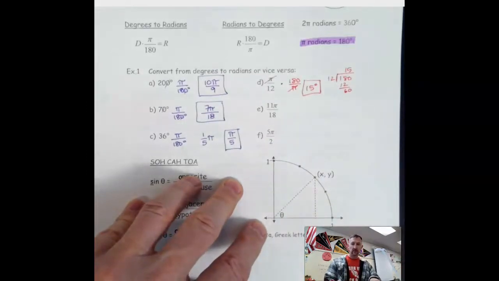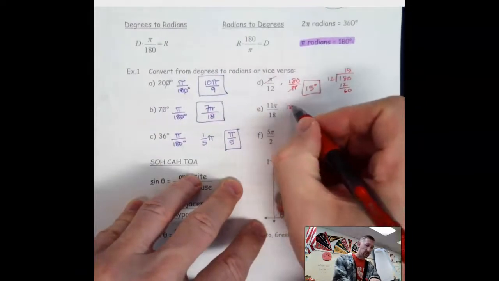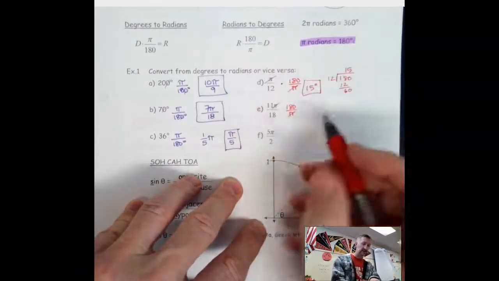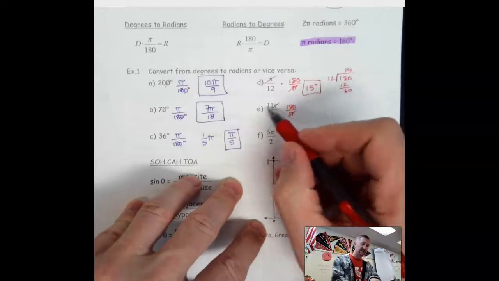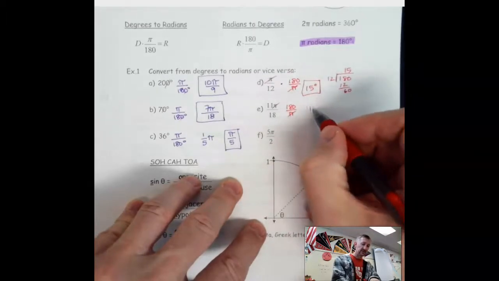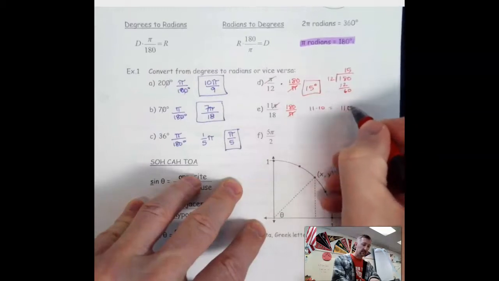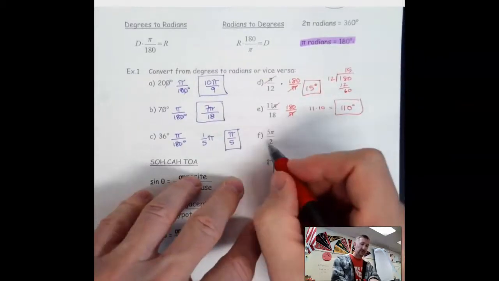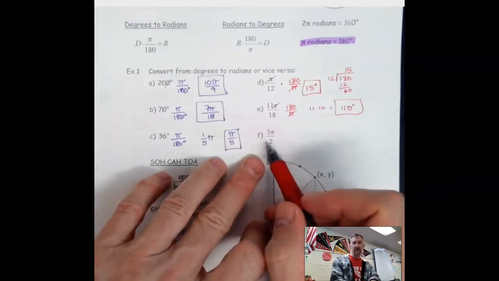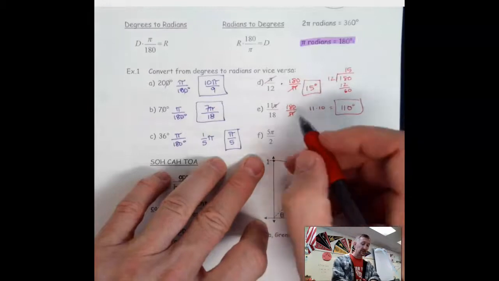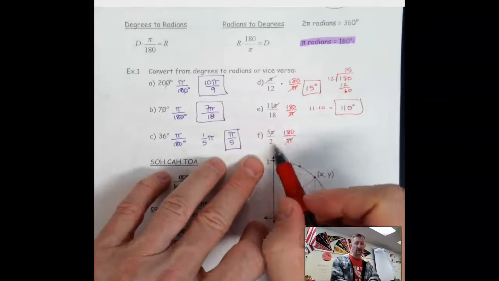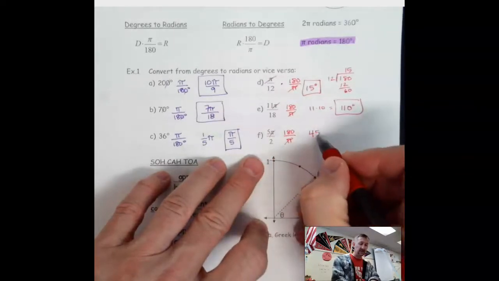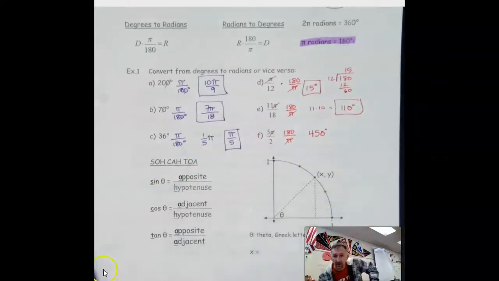Okay, next one, 180 over pi, pi's cancel, so it's just like pi is 180. 18 goes into there 10 times, so 11 times 10 is 110. And this one, maybe you notice that this is 2.5 pi, so that's more than 360. So I should keep that in mind. 180 over pi, pi's cancel. 180 over 2 is 90. 90 times 5 is 450. All right. So I'm going to move this up here.